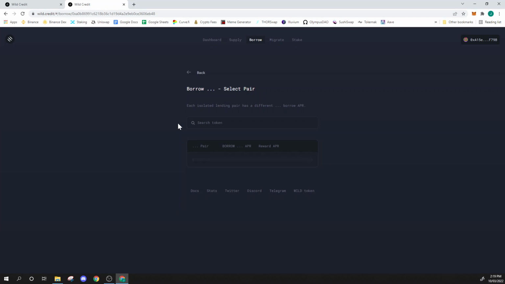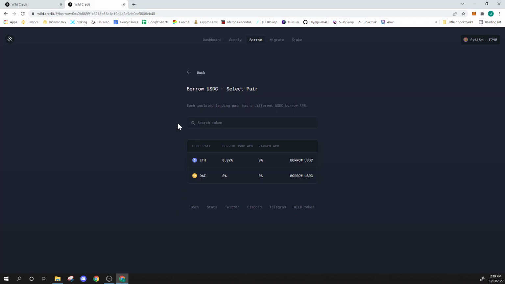Now, broadly from a design perspective, Wild Credit uses an isolated lending pool design. I won't get into the details of that. I've explained it in the walkthrough on how to lend out your assets. So I'll include a link there, which you can dive into and really understand the background of the difference between isolated lending pools versus diversified lending pools.